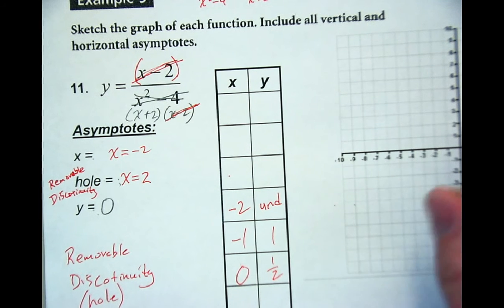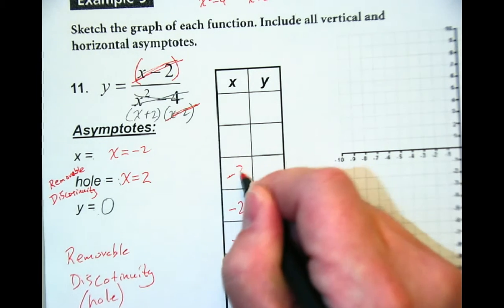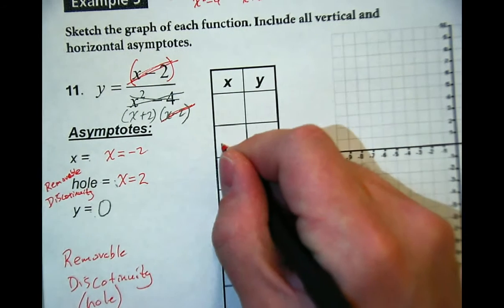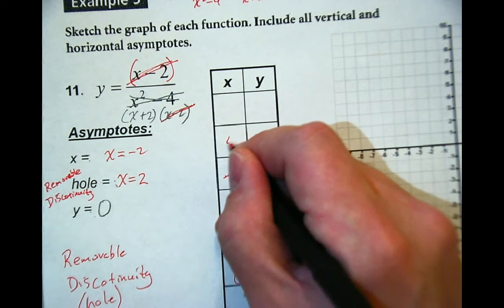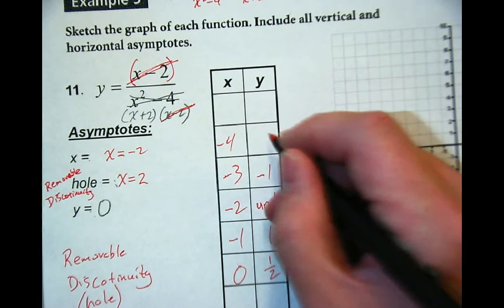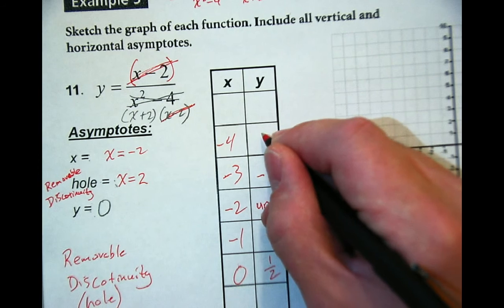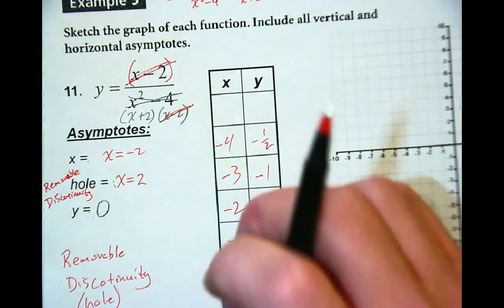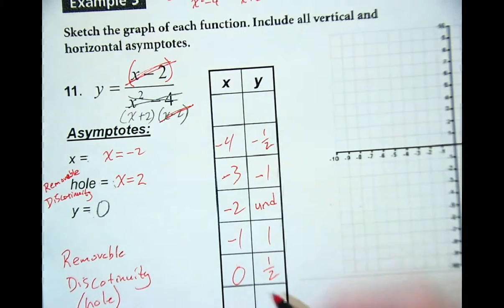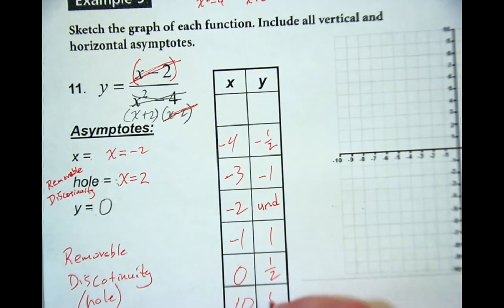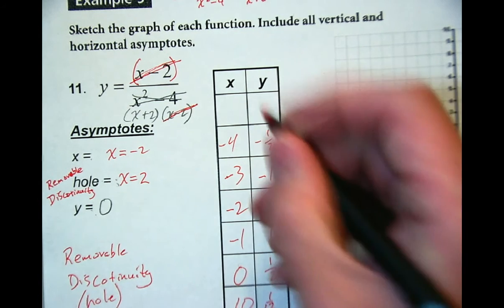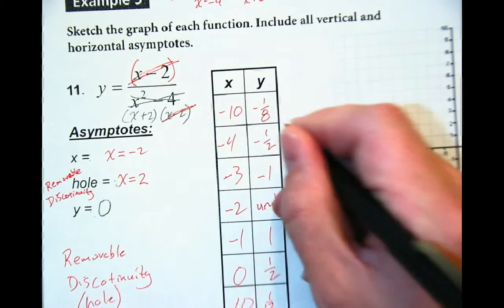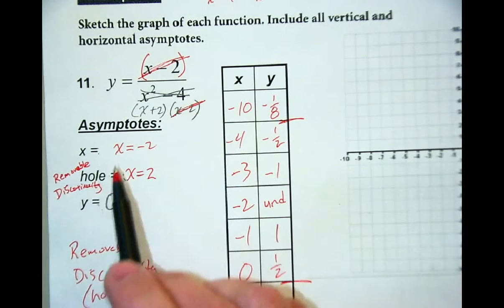Okay. How about if I put negative 3 in? 1 over negative 1, which gives me negative 1. What if I put 4 in? Negative 4. Negative 1/2. Okay? Now you only have to have 5 points, unless we have more branches. I've given you places where you can do 10 and negative 10. If you put 10 in, you get 1/12. Okay? If you put negative 10 in, you get negative 1/8. No, 5 points are fine with me, as long as you only have one vertical asymptote.